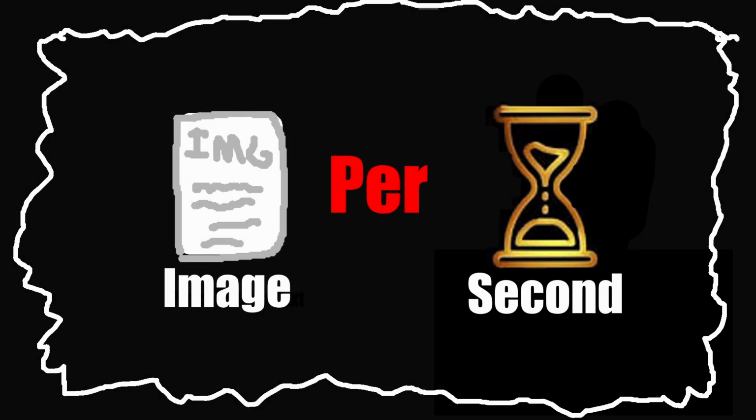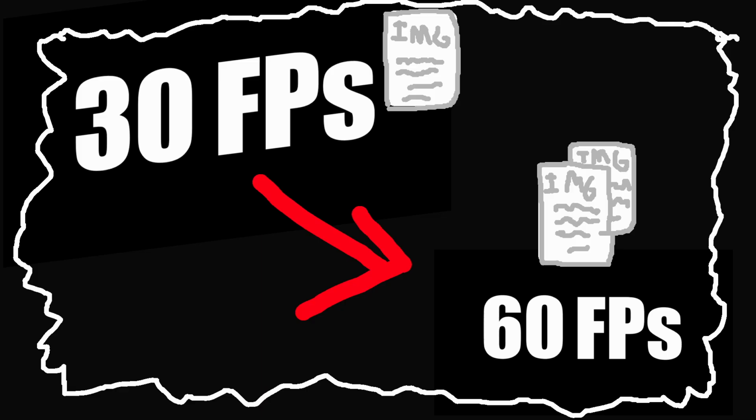Now the frame rate. The frame rate is the amount of images per second, or in other words, frames per second. 24 FPS is 24 images in a row that make up 1 second. 30 frames per second is 30 images in a row that make up 1 second. And finally, 60 FPS is 60 images in a row that make up 1 second. This is what makes having a higher frame rate harder, as from 30 FPS to 60 FPS you have to draw twice as many images.